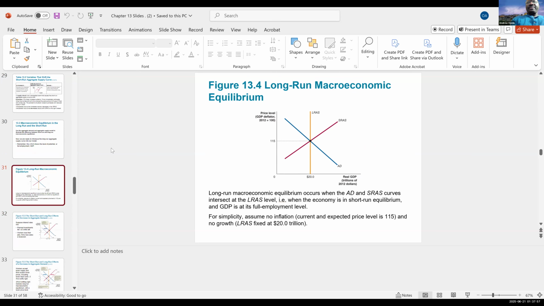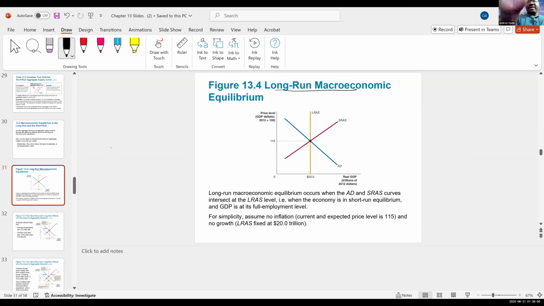The first type of equilibrium is the long run macroeconomic equilibrium. Long run macroeconomic equilibrium occurs when the economy is already producing at full employment. It happens at a point when all three curves that we talked about intersect at one point. You can see this diagram here. Your short run aggregate supply curve that slopes upward, the aggregate demand curve, and the long run aggregate supply curve all intersect at this one point.